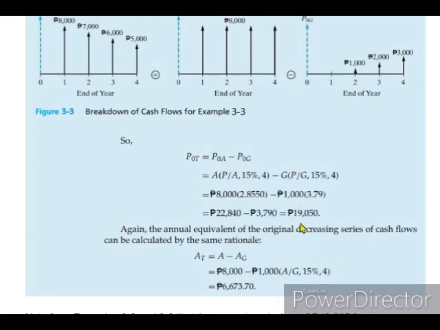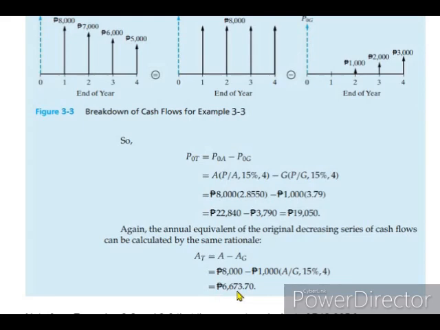Equals 19,050 pesos. So, again, the annual equivalent of the original decreasing series of cash flows can be calculated by the same rationale. Same kanina, guys. Pwede natin i-gamitin tong formula na to. Okay? So, yan, yung 8,000, given na A, minus, itong A sub G. So, yung gradient, given yung gradient, hanapin natin yung A. So, yun yung annual equivalent original decreasing series.